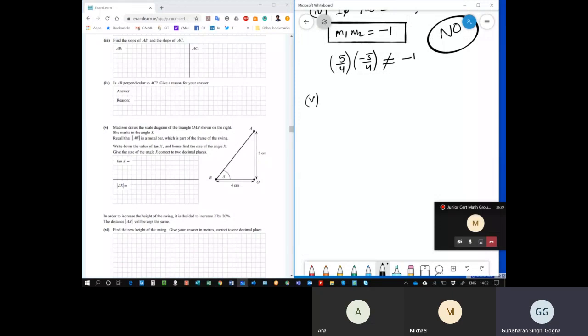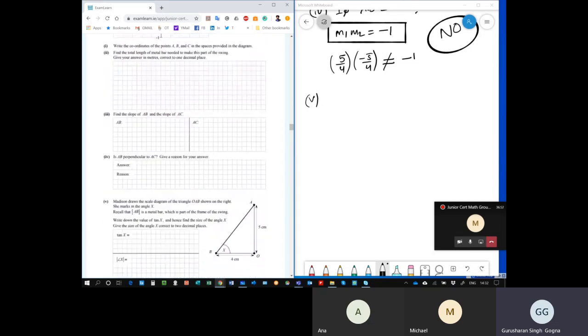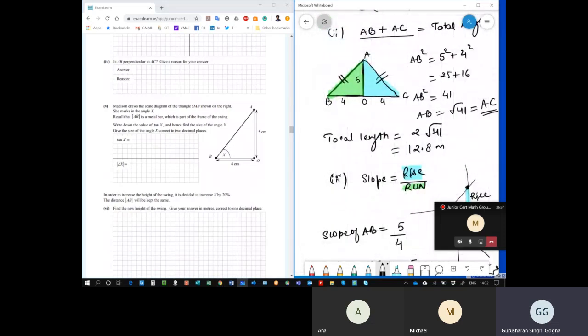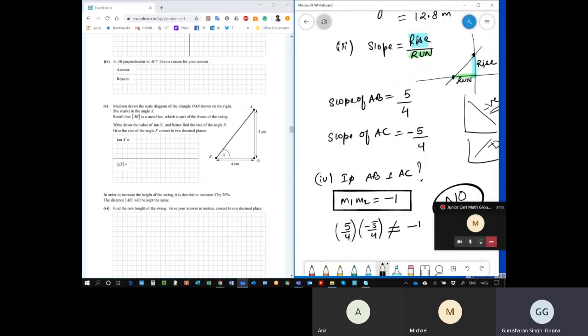Madison draws the scale diagram of the triangle OAB shown on the right. She marks in the angle x. Okay, so you can see in the diagram there. And recall that AB is a metal bar, which is part of the frame. So it's basically the same triangle, which I already drew here, isn't it? So that's the green triangle they're talking about. And they're just saying that this angle is x. Okay, so nothing new here.